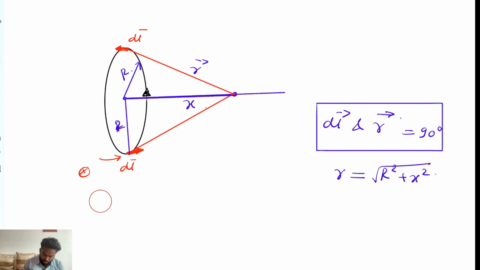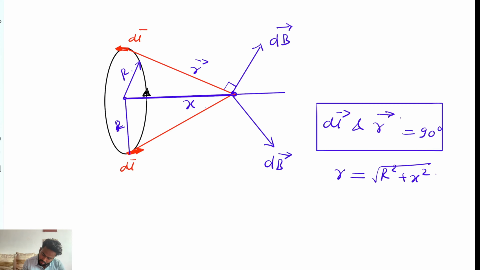Let me carefully remove all this. Now the direction of the magnetic field due to this element will be in this direction, the dB vector, because dB is perpendicular to both the dl vector and the r vector, so it will be above, making an angle of 90 degrees. Similarly, due to the lower element this will be our dB vector, and again it will make 90 degrees.